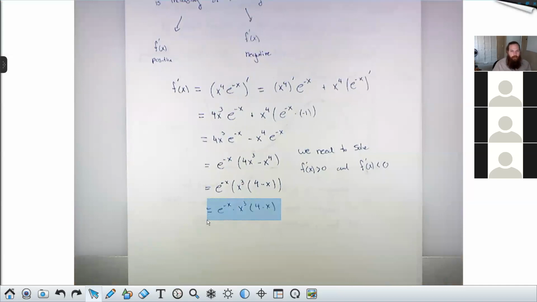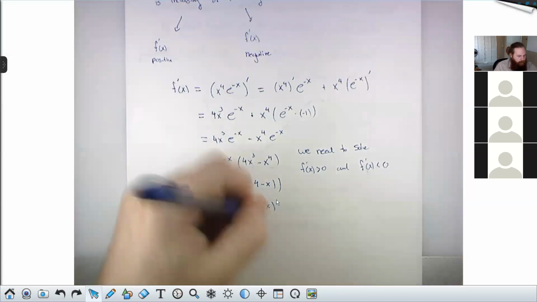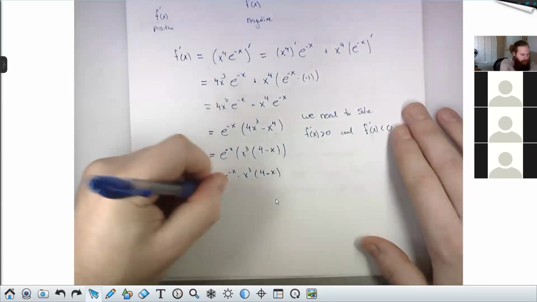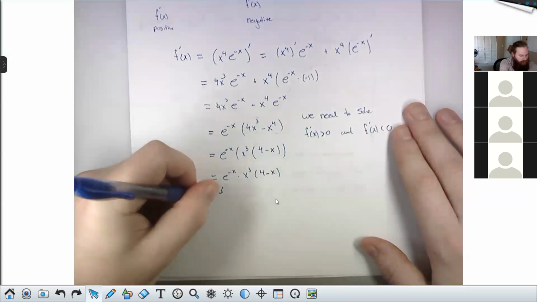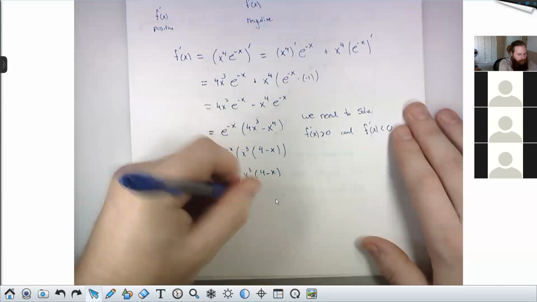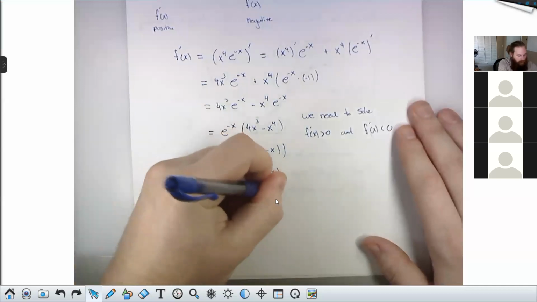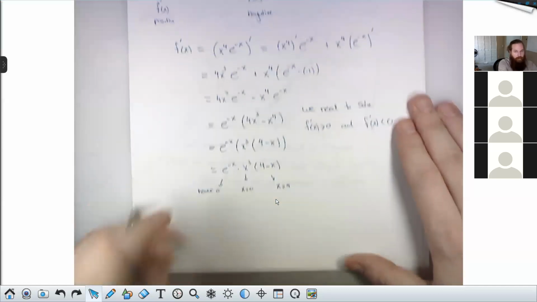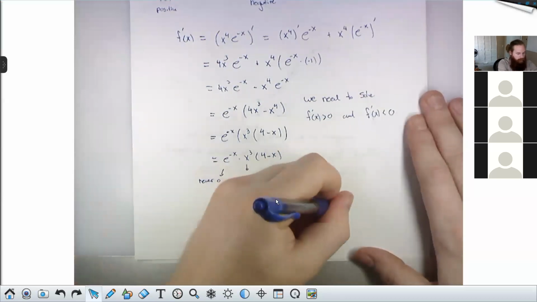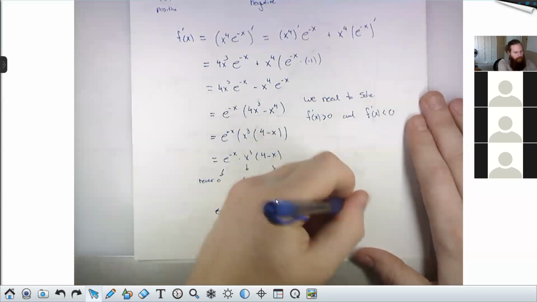Each of these factors gives me a root for f primed, a place where f primed is equal to 0. So if I plot all of those on a number line, this guy is never 0. This guy is equal to 0 at x equals 0, and this guy is equal to 0 at x equals 4. Those, in other words, are my critical numbers, 0 and 4.